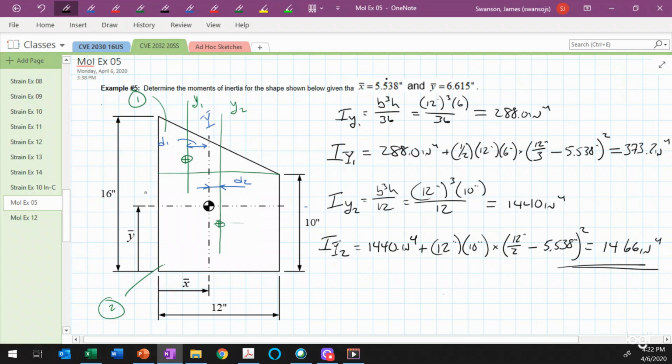And now I can add those two numbers together, and I get a value of 1,839 inches to the fourth. So there you have it, the moments of inertia about the major x-axis and the major y-axis.